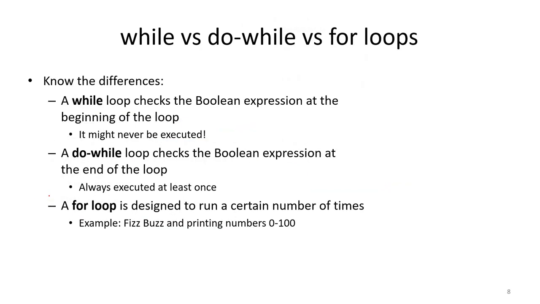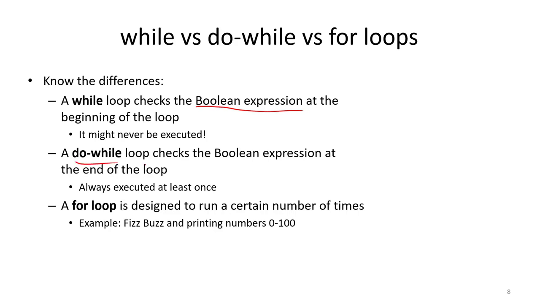Let's take a moment and briefly review the differences between while loops, do while loops, and for loops. Remember, a while loop will check the Boolean expression before the loop is even allowed to run. So a while loop might never be executed. The while loop will only run if the Boolean statement is true. And eventually you need to have some code in there that will make that Boolean statement false.